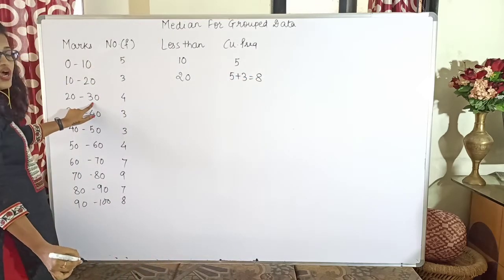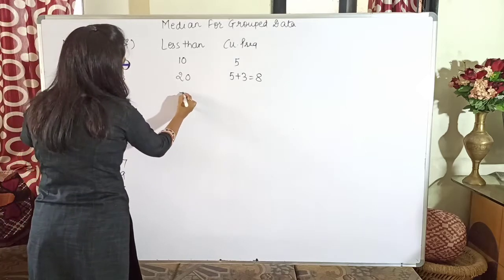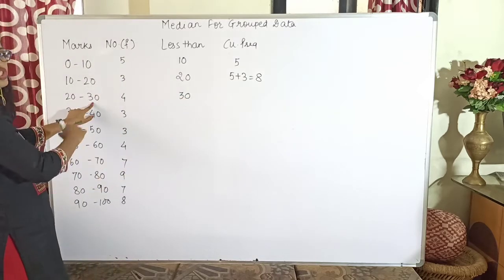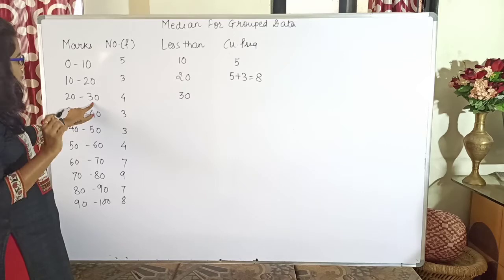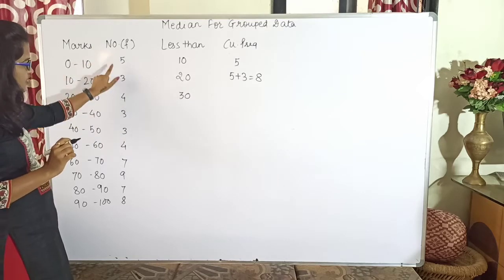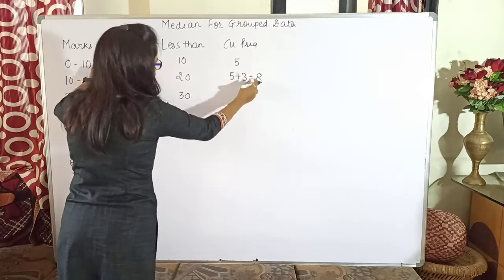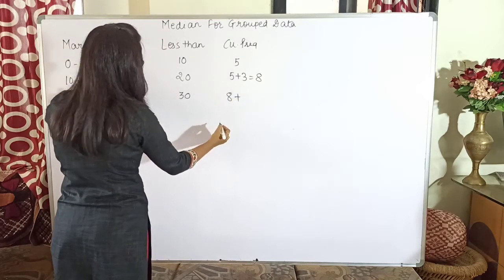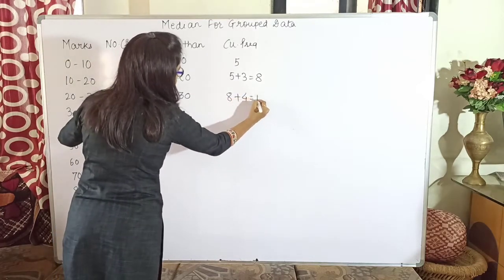Similarly, how many observations are there which are less than 30? So from 0 to 29 you will add everything. From 0 to 29 means all these values. Now the addition of these two I have already taken, so I will just take 8 from that, and the frequency of this class I will add.